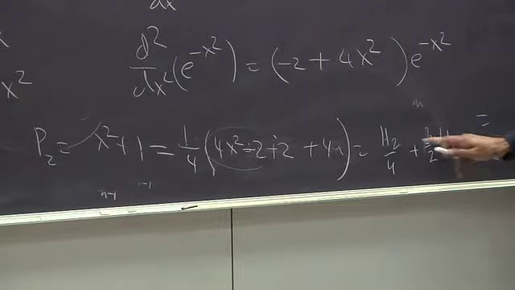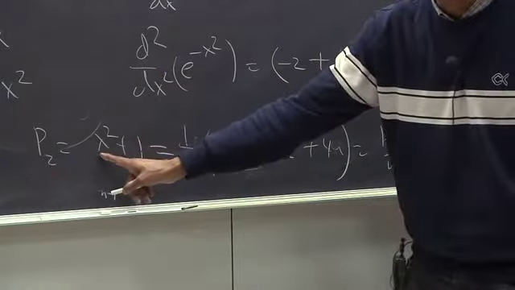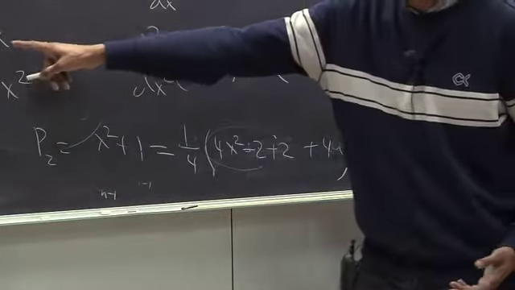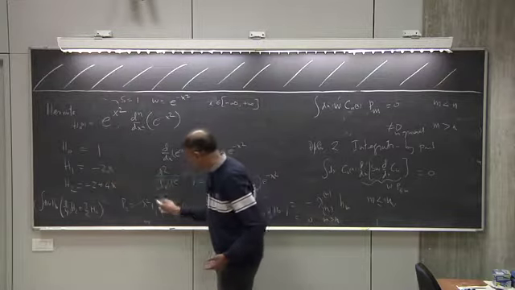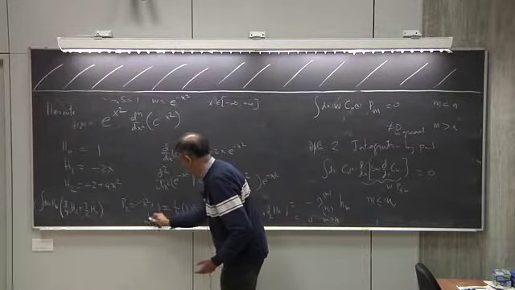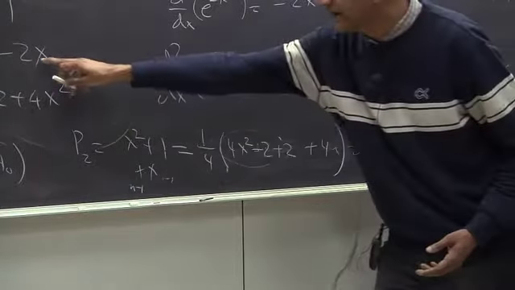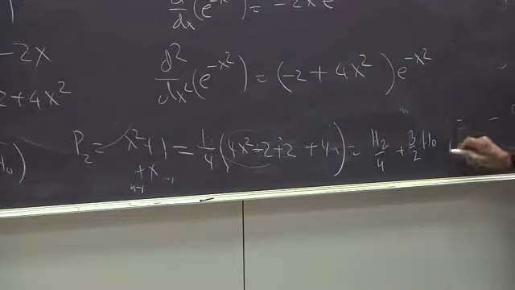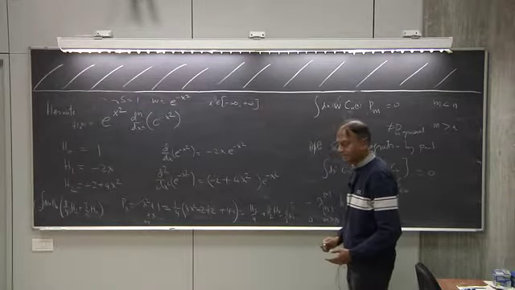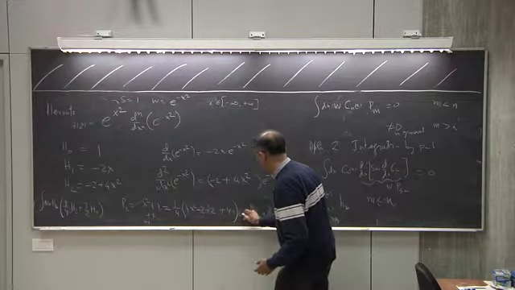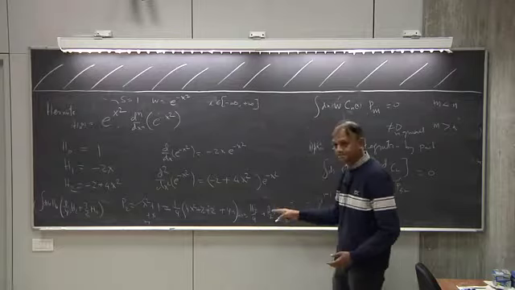It's only h1 that has not entered here, because this is even in x, it has only even powers of x. There's no odd power of x. h1 involves an odd power of x. So if, for example, you had a different polynomial, this plus say x, in that case I will also have an h1, which will be minus half h1. So for this polynomial I will have this linear combination.